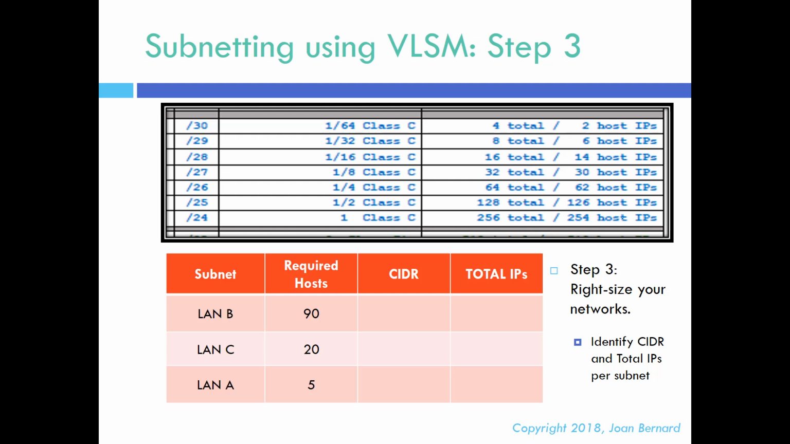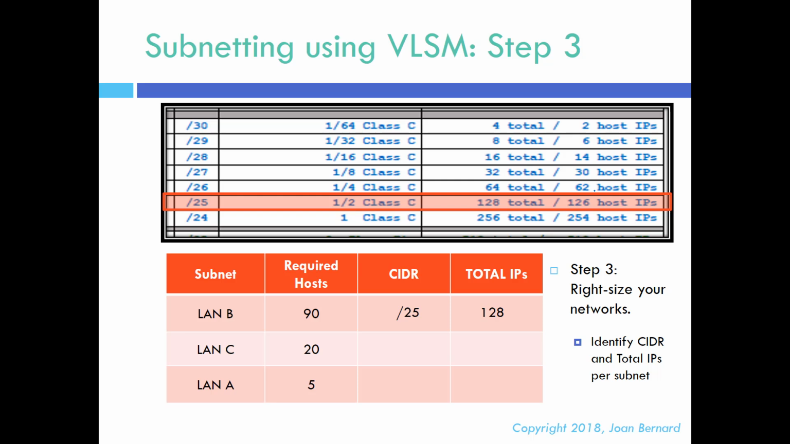So let's take a look. 90, if I start with the /24, 254, that's kind of big. Then we go down to a /25, 126. Well, 90 would fit in there. We go one more to a /26, only 62 host IPs. That's not enough. So the best choice is a /25. /25 is what we call right-sized for that network. So it does have 128 total IPs, so we'll have a few extra, and that's okay. So that's our choice, a /25, and we record that in the table.